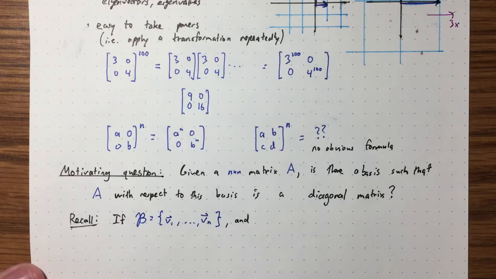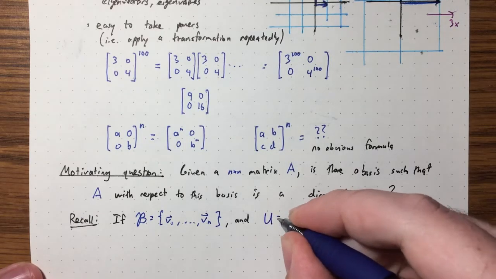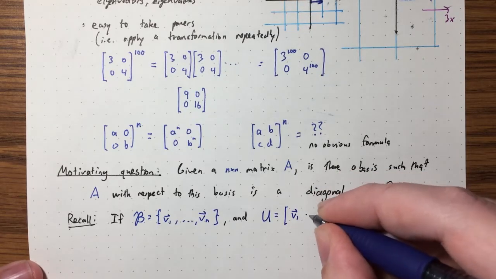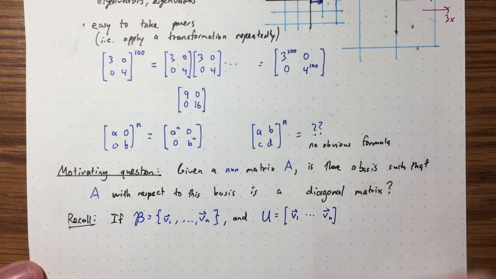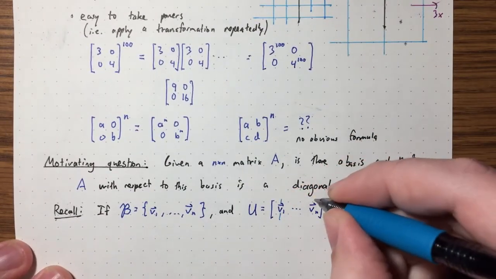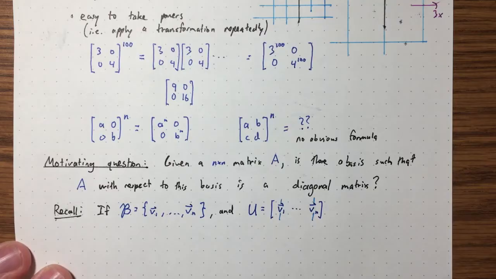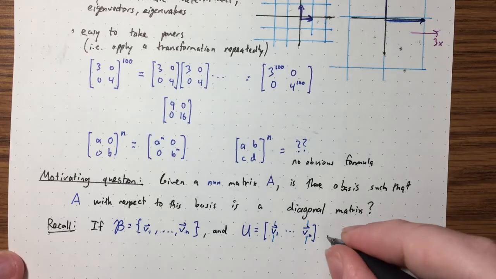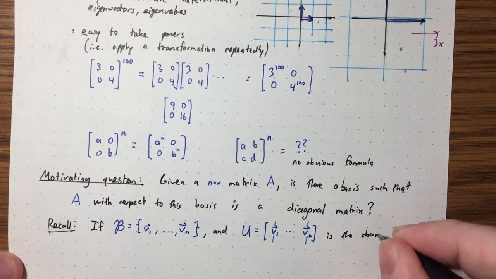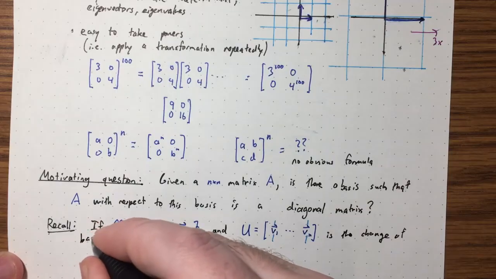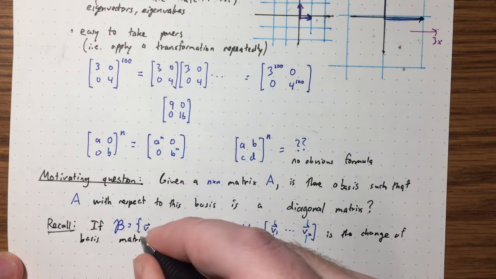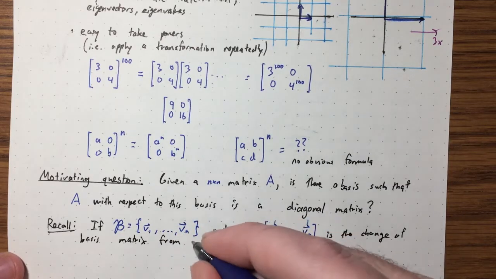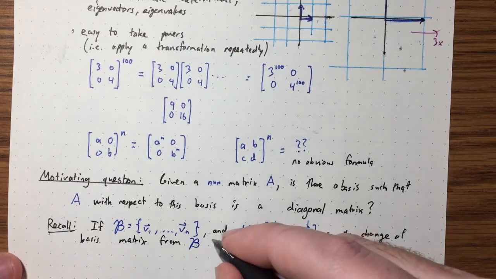So what we talked about is we could form a matrix U called a change of basis matrix. And how do we form that matrix? We just put the vectors v as the columns. So these are my columns. And so this is the change of basis matrix. From what to what? Well, it's a change of basis from script B to the standard basis.